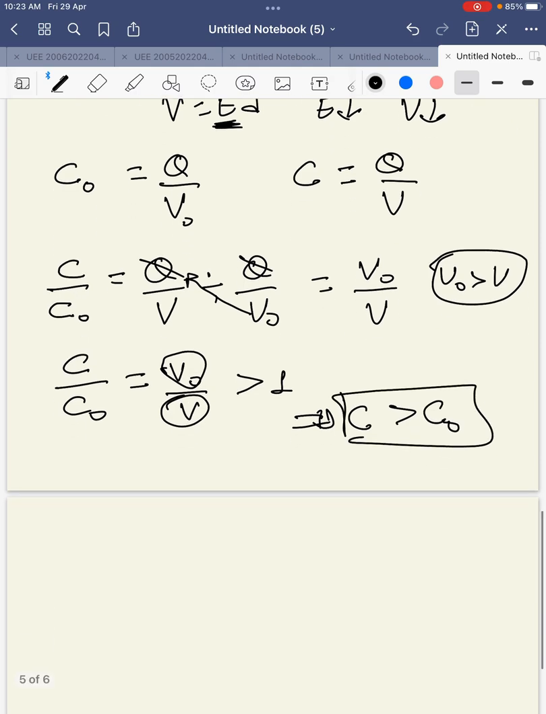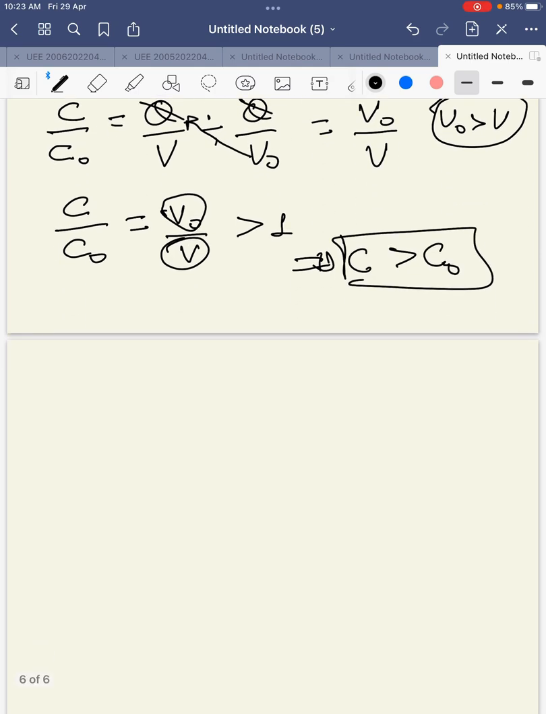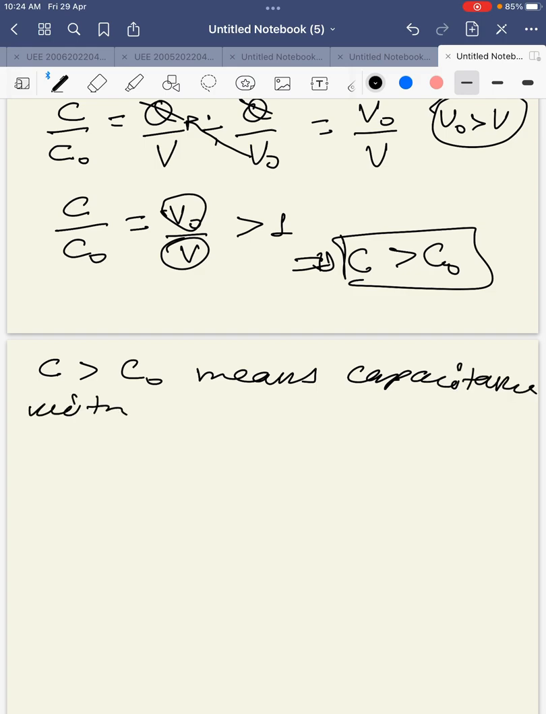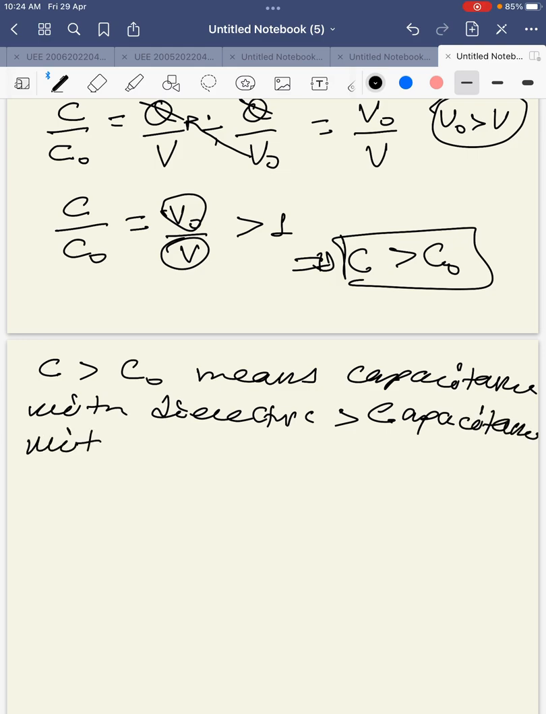This is a good relation. C is greater than C naught means capacitance with dielectric is greater than capacitance without dielectric.